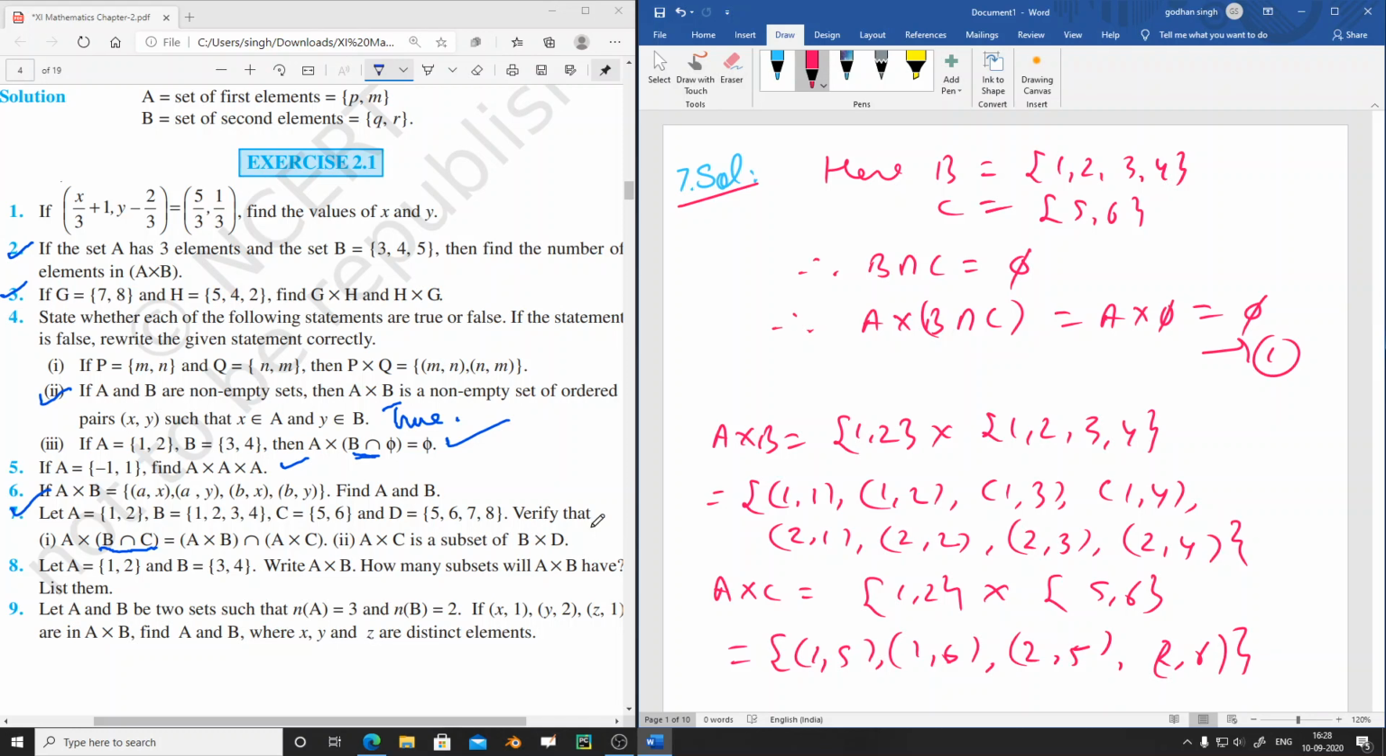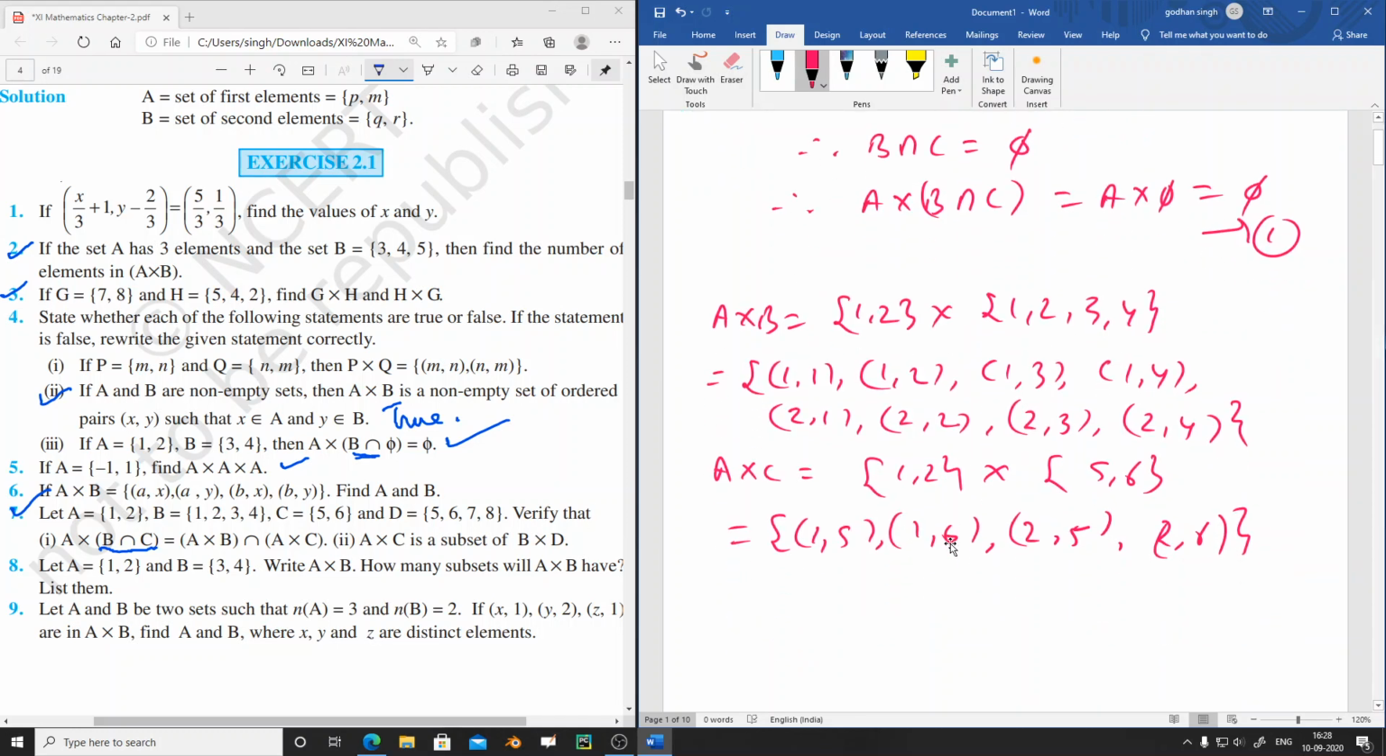Now we will see what is the common element in both these sets. So therefore we can say that A cross B intersection A cross C is equal to, so let us check if any common elements are there. Here we can see that in no ordered pair the second element is 5 or 6. So that means there will be no elements common in both the sets A cross B and A cross C. No element is common, so the intersection is an empty set. So let this be 2.